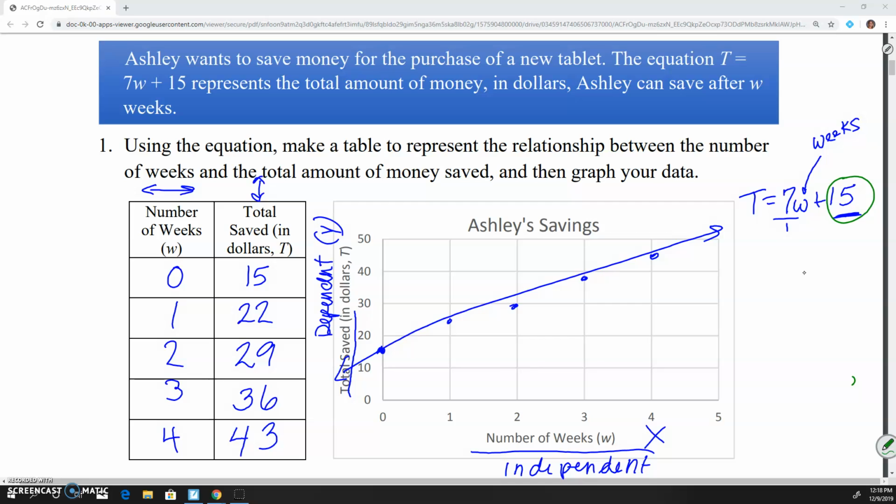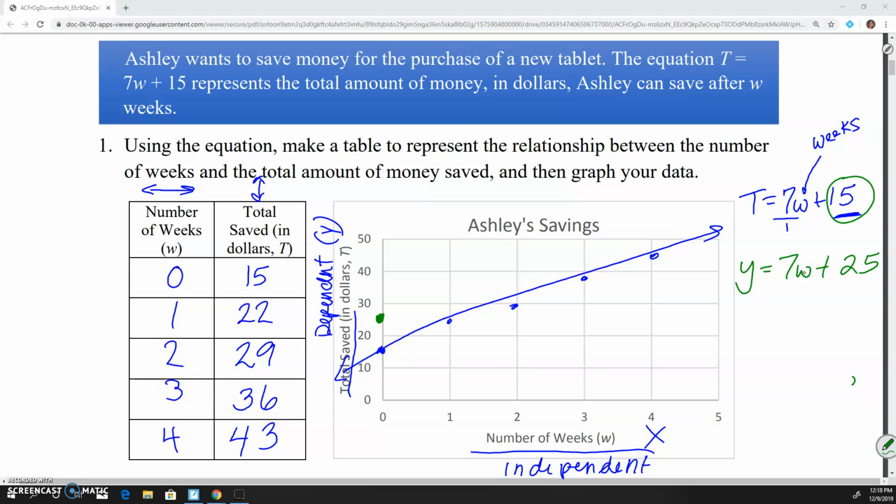So what if they change the equation to y equals 10W plus 15? It would be more steep because she's saving more money a week, right? What if they kept it at $7, but she started with $25? Then your graph would have started where? Your graph would have started higher at 25.